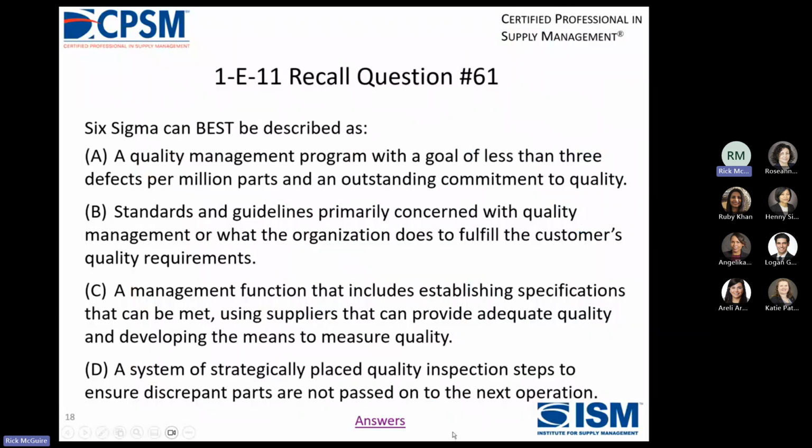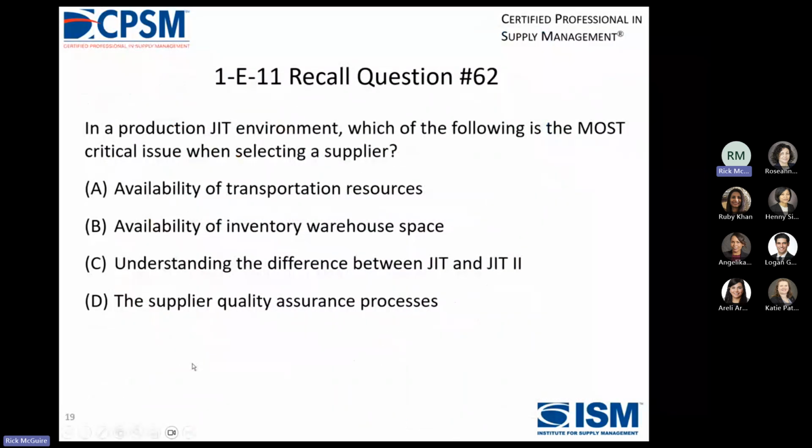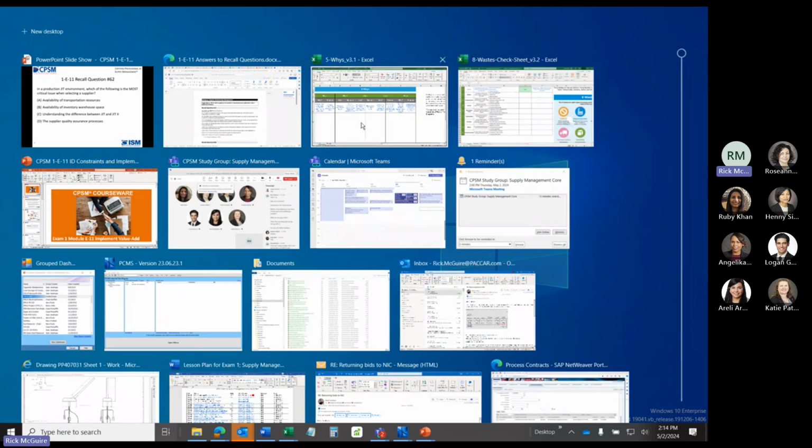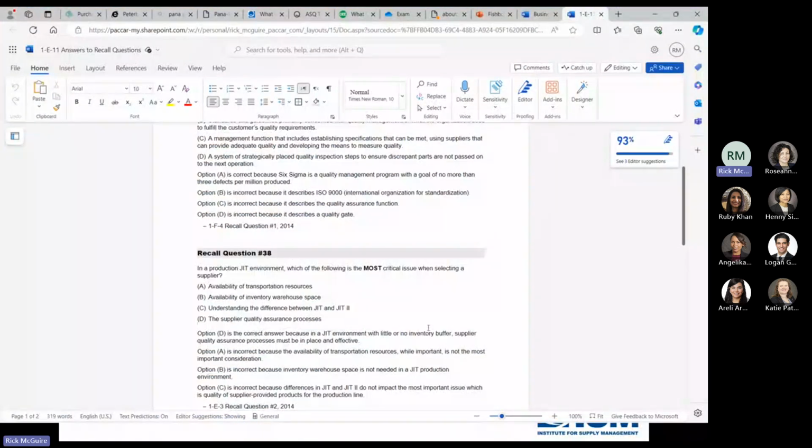Let's do one more here. In a JIT environment, which of the following is the most critical issue when selecting a supplier? What do you guys think? What's the one thing that can go wrong with JIT? You've got very little inventory. Quality. If you've got crappy quality, this is not going to work out well for you. That better be the answer. D it is.